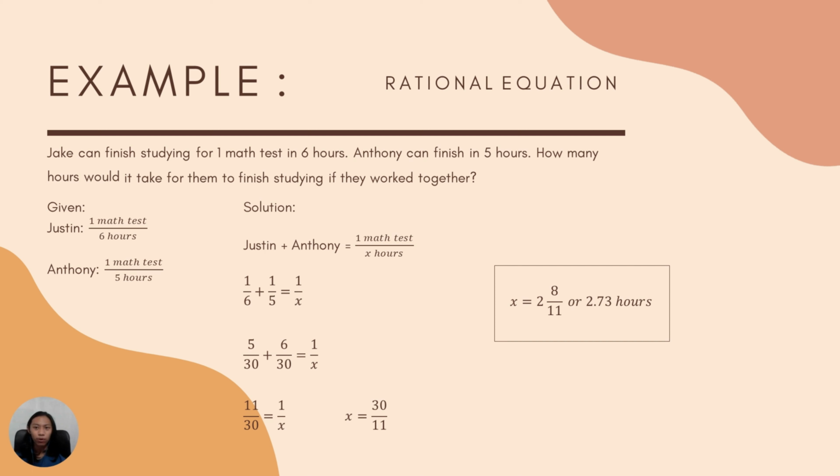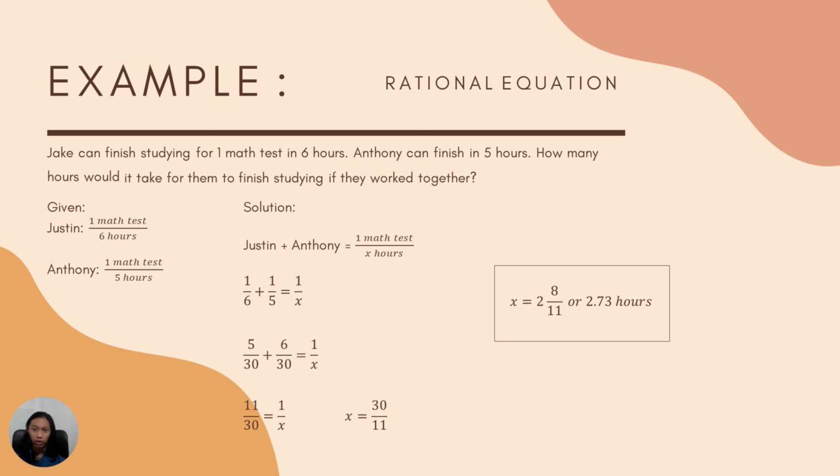Now this is an example of a word problem on rational equations. First we need to identify the given. We know that Justin can finish studying for the test in 6 hours, which we write like this, 1 over 6. Now we do the same thing for Anthony, writing it as 1 over 5. Since the work problem is asking for the time it takes for them to finish when they work together, all we have to do is add the two in order to get ours.